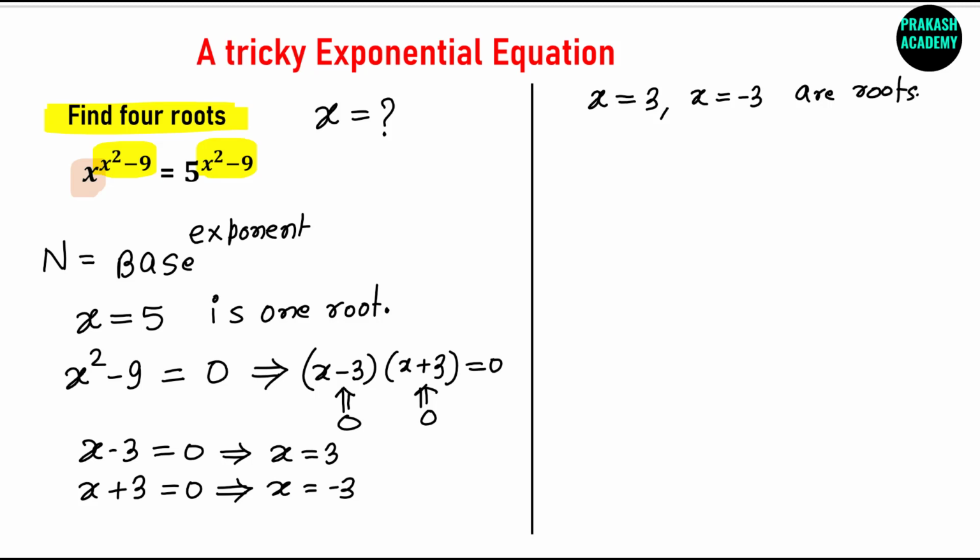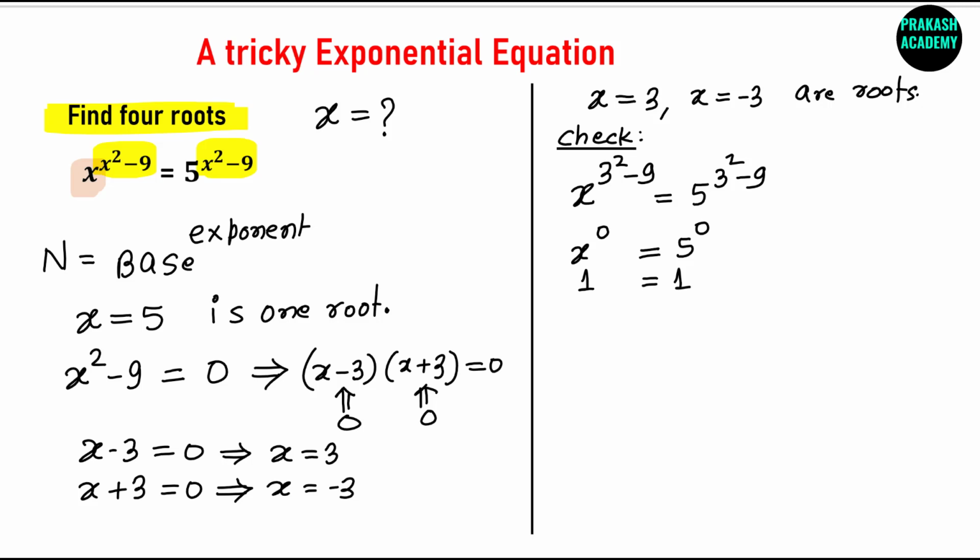Basically you can also verify whether this satisfies the original equation or not. So let us check. So we have x raised to the power 3 square minus 9, and 5 raised to the power 3 square minus 9. This means 9 minus 9 is 0 and 5 raised to the power 0. This means 1 is equal to 1. Similarly, you can check for x equals minus 3 and you will find this also satisfies. So we have basically found 3 roots, 3, minus 3 and 5.